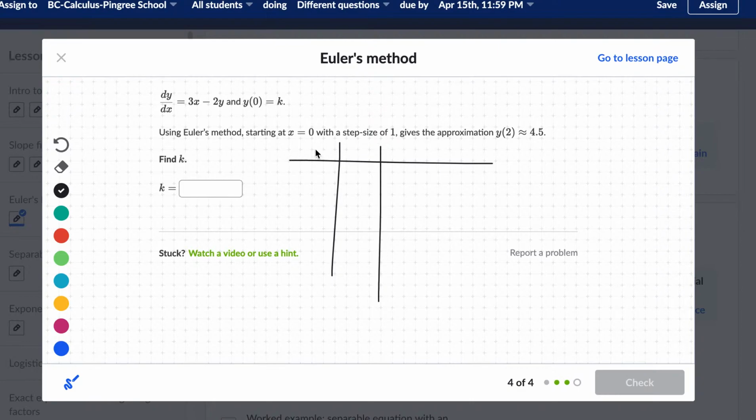Okay, we'll do the whole thing. So there's n, there's x, there's y, and then this is the derivative. I'm just going to call that y prime to save time. And then when I'm starting at 0, my y value is k. Okay, what's my expression here? Well, when I plug in 0 for x, and then I subtract 2 times y, which is k, I just get negative 2k.